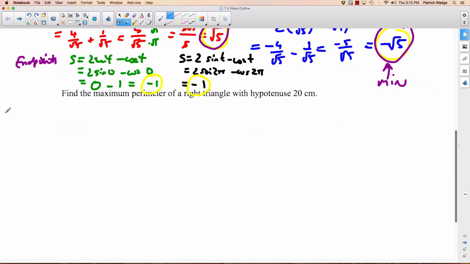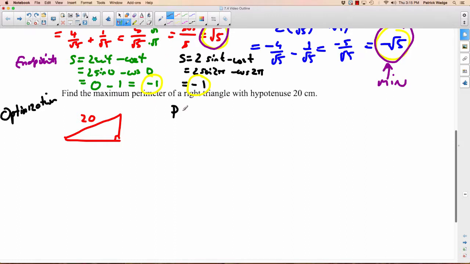Next question is an optimization question. We're going to find the maximum perimeter of a right triangle with a hypotenuse of 20. So let's just draw a right triangle that has a hypotenuse of 20. And we're talking about perimeter. This is what we want to maximize here.